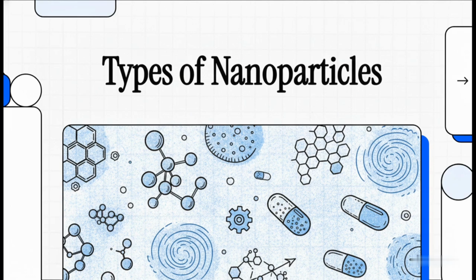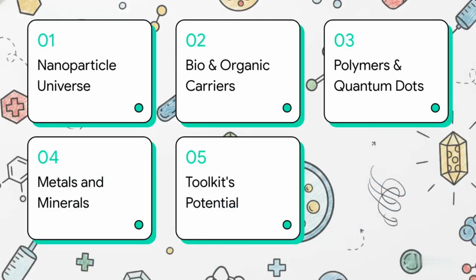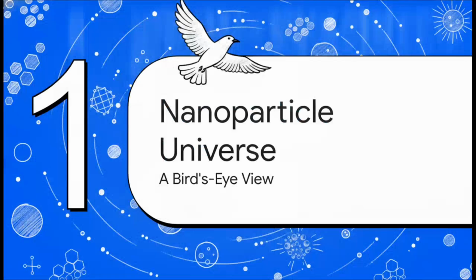These invisible workhorses are quietly revolutionizing everything from medicine to material science, and by the end of our time together today, you'll have a crystal clear understanding of exactly what they are and how they differ from one another. To make this dense map easy to digest, we're going to explore 5 distinct areas. First, the overall nanoparticle universe. 2. Biological and organic carriers. 3. Polymers and quantum dots. 4. Metals and minerals. And finally, 5. The toolkit's potential.